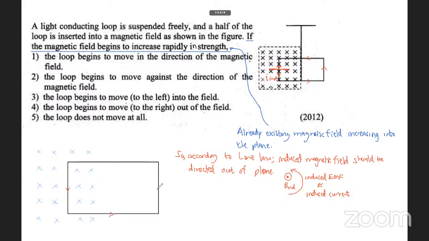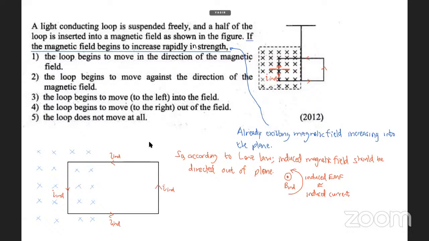Now we have a loop inside a magnetic field which is carrying a current. So what will happen to the loop? What will happen to the sides of the loop? They will experience something. What? They will experience a force, a magnetic force.